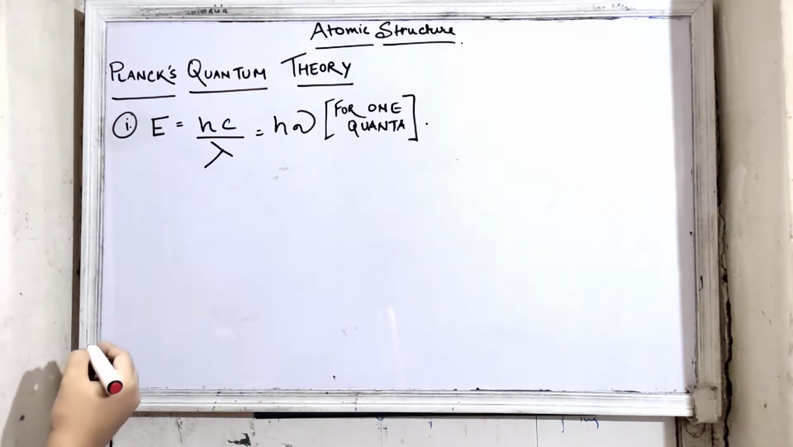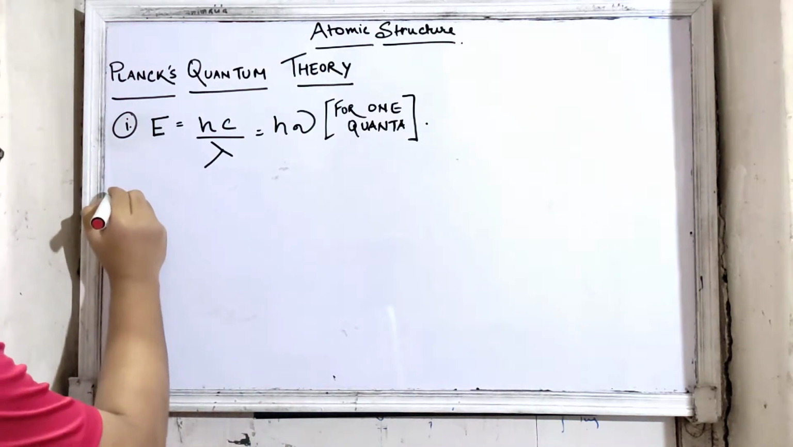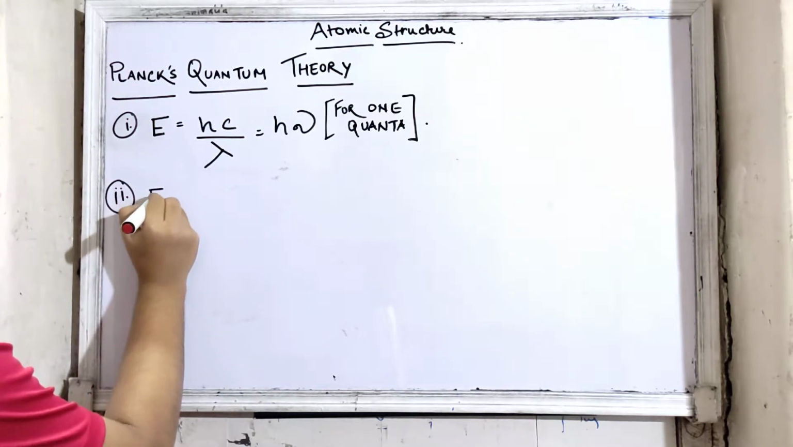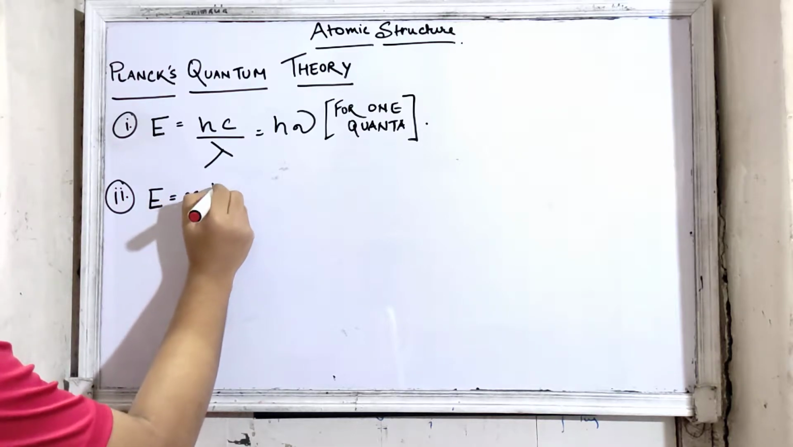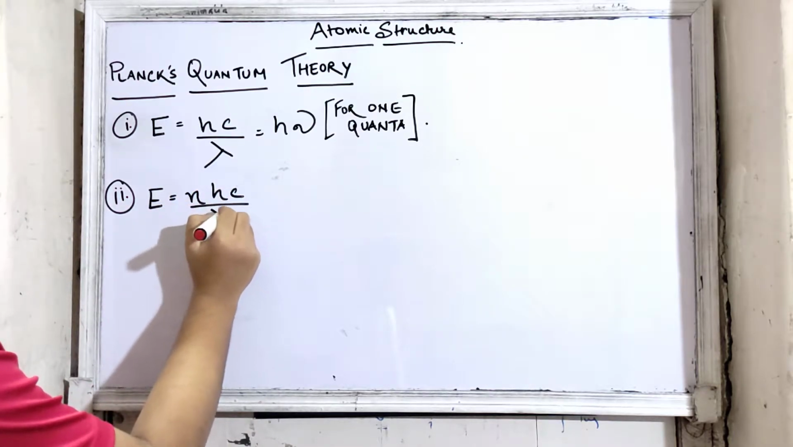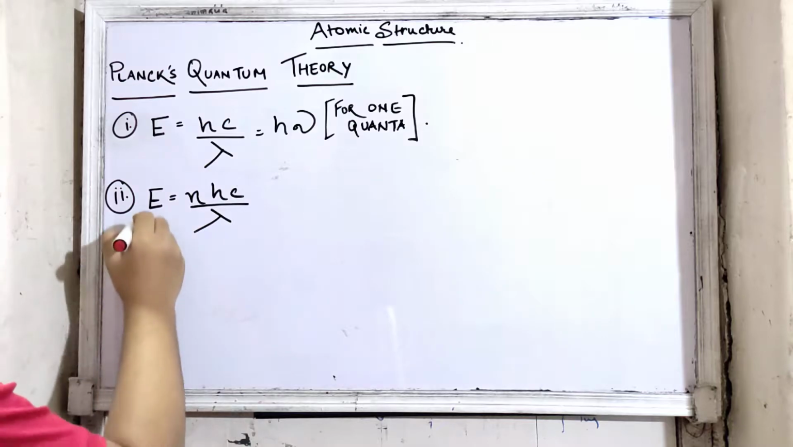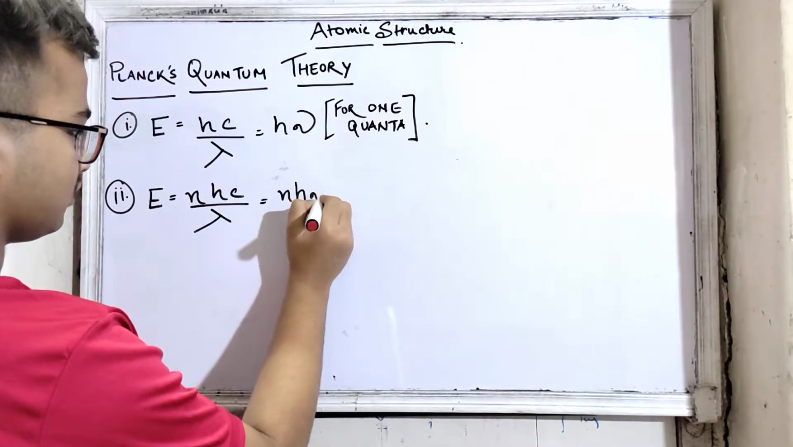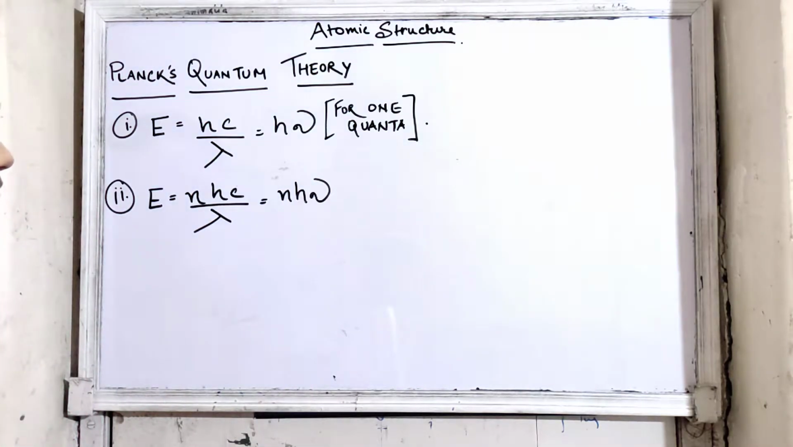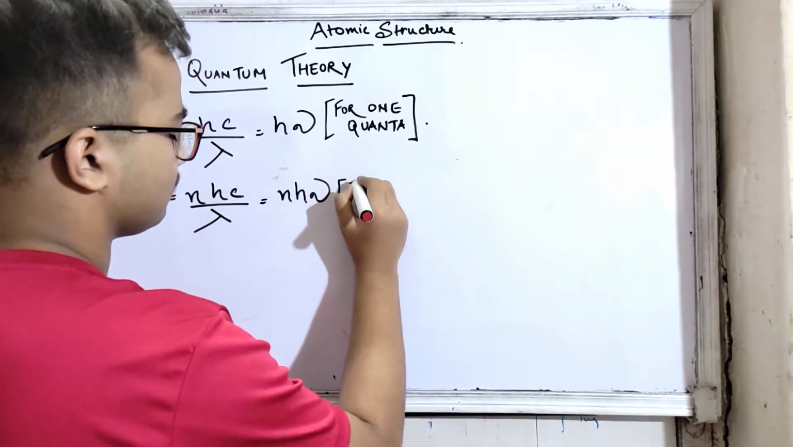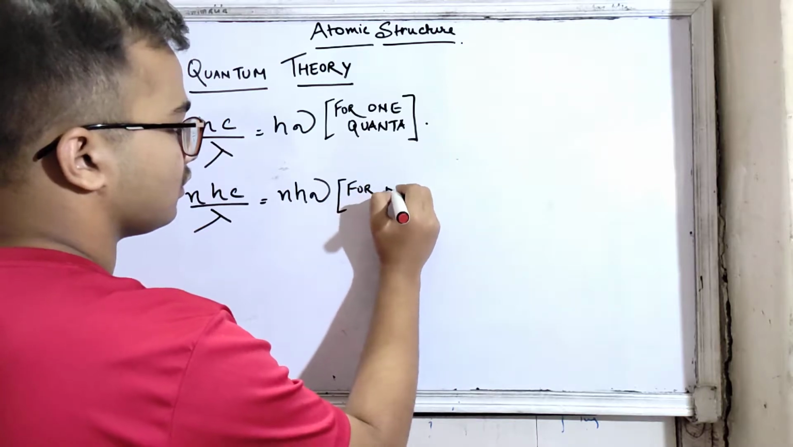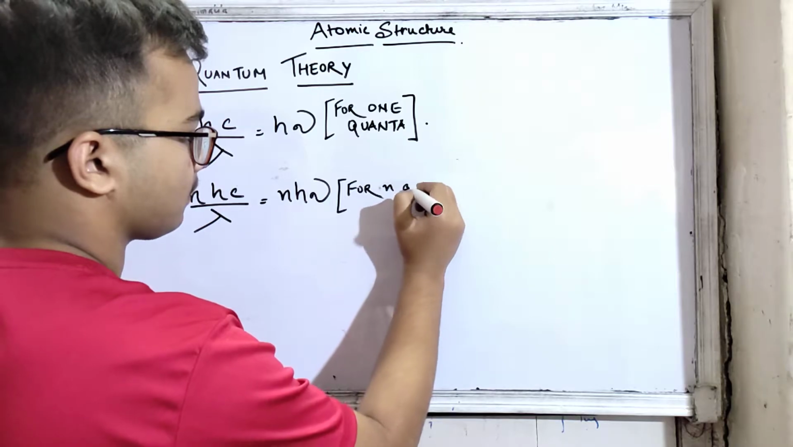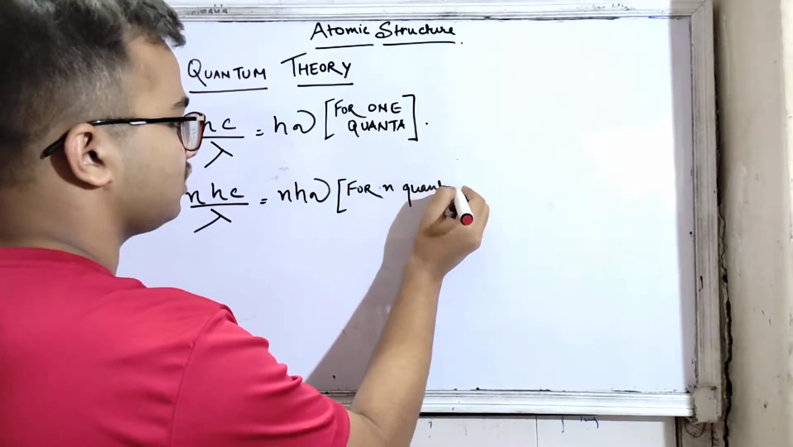Now this is for one quanta. Now when quanta is n, then the formula becomes E equal to nhc by lambda, or you can say nh nu, for n quanta, right?